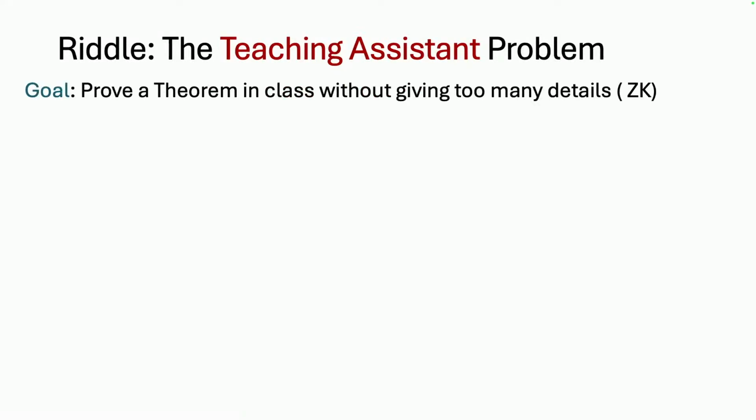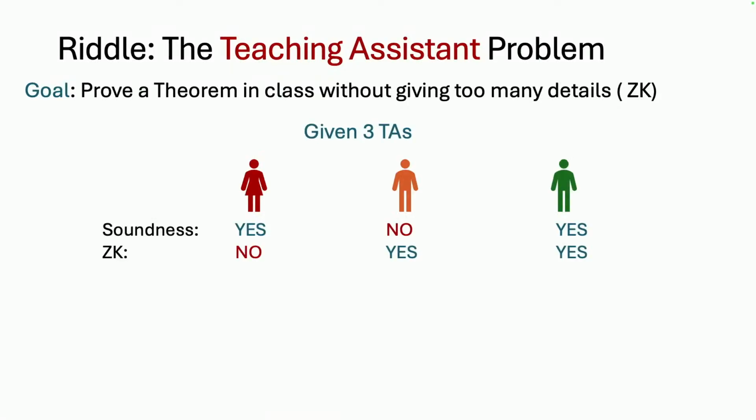So let me start with a riddle, because the title is too long to explain by itself. Let's say that you want to prove a theorem in class, and you don't want to give too much detail. Actually, you want to prove the theorem in zero knowledge. And at your disposal, you have 3 TAs. But one of them is not sound, and one of them is not zero knowledge. He chats, right? I mean, too much with the students. But you don't know who is who. And the question is how you can use these TAs in order to prove the theorem in zero knowledge. So you can think about it during the talk.